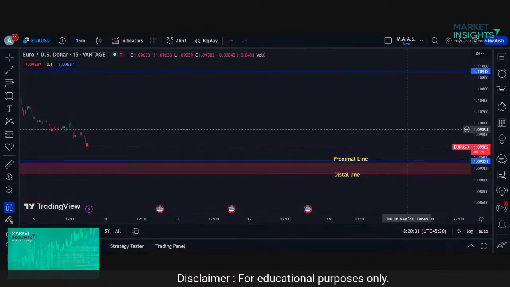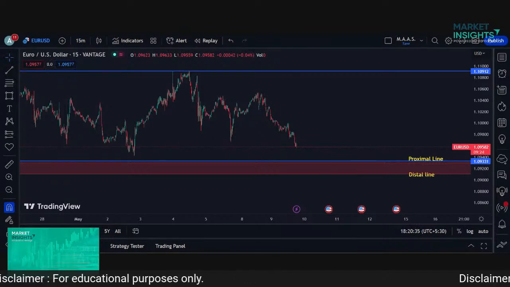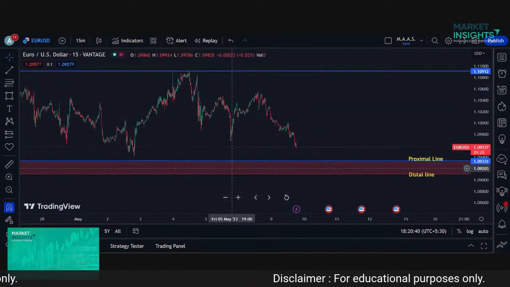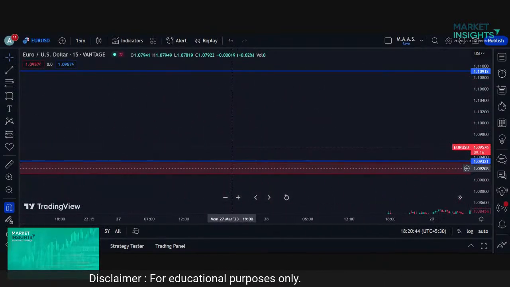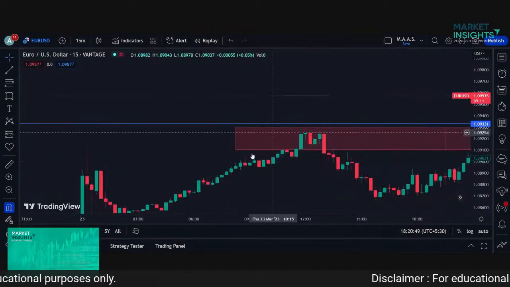Okay, so this is just an educational example. Okay, this is how you draw distal line, proximal line, and that's how you decide the thickness of this zone. Okay, by what? By understanding what the consolidation is. Okay, where the consolidation is and how many candles are there in the consolidation. Okay, this is the scenario.